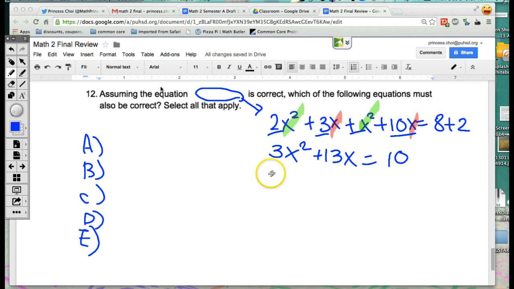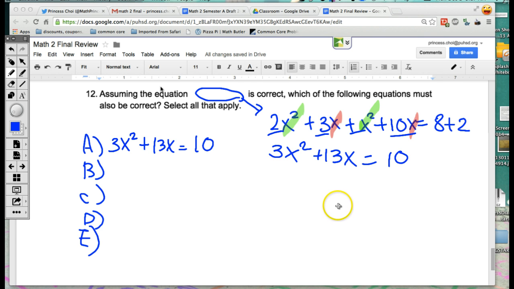And guess what? This step right here is one of the options. And it would just ask you right there, well, is 3x squared plus 13x equal to 10? Is that one of the answers? And yes, obviously this would be one of the answers. Right? Okay, now what will be your next step from here in order for you to find the correct answer?